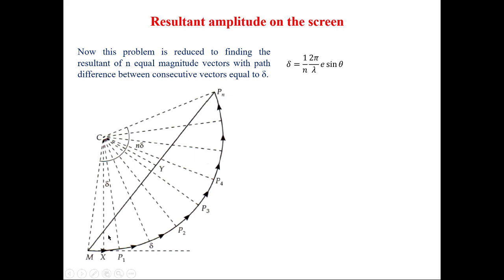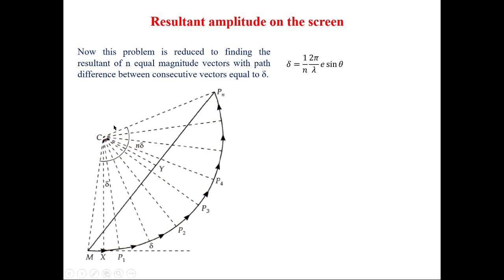So to find R theta, let us draw normal bisectors of all the vectors. So this is the normal bisector on the first vector. The angle between all the bisectors will be the same as the angle between consecutive vectors. Angle MCX will be delta by 2, and this angle will also be delta by 2.